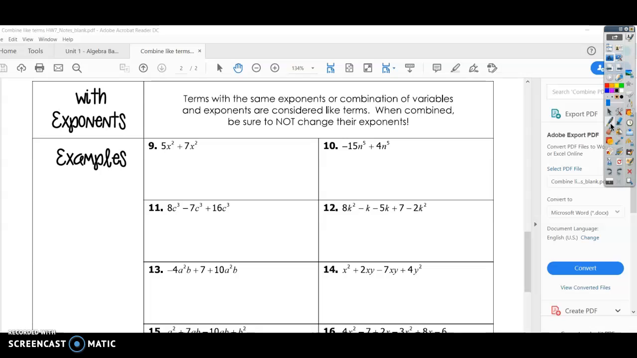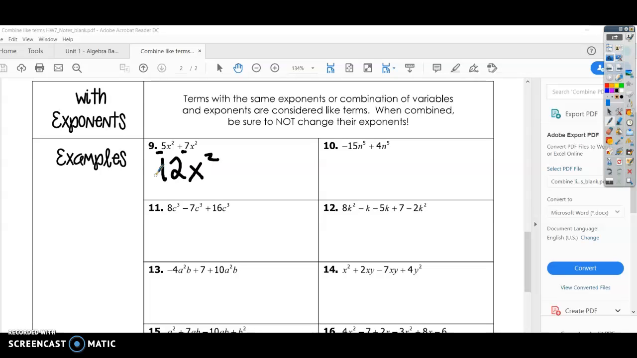All right, number 9. So we're combining like terms. That means we're adding and subtracting terms. Now we have exponents. So here we have 5x squared plus 7x squared. If we have 5 pins plus 7 pins, we have 12 pins. So even though these have an exponent, we're going to just keep the variable with the exponent and add the numbers. All I did here was add the 5 and the 7 to get 12, and the x squared stayed the same. So combining like terms, your variable and exponent do not change.